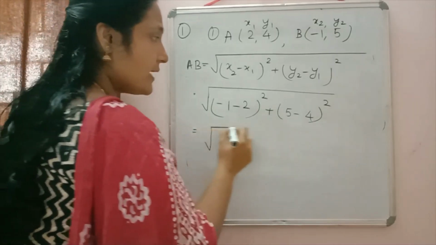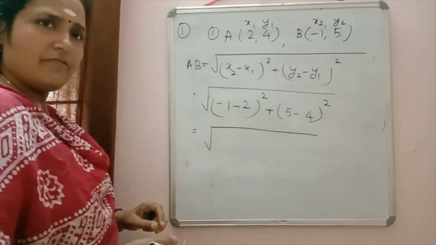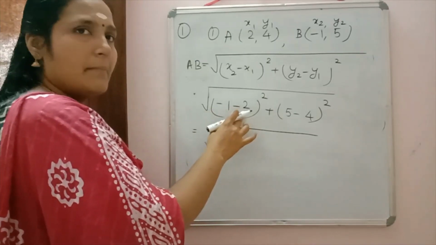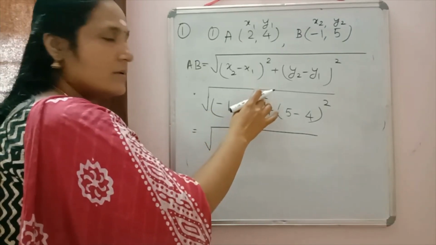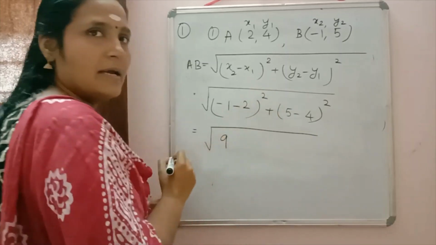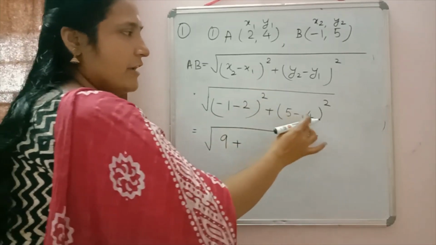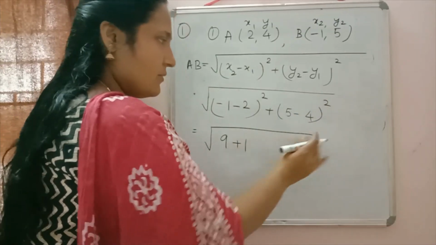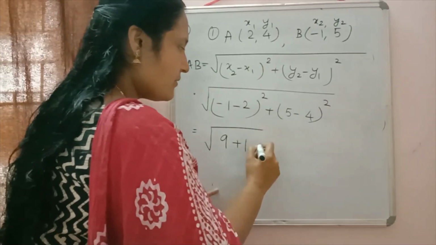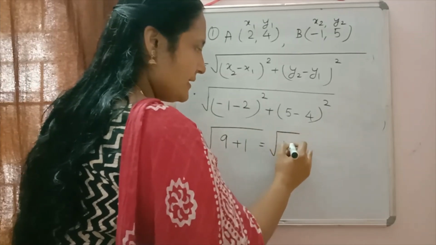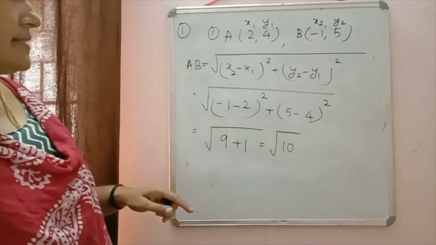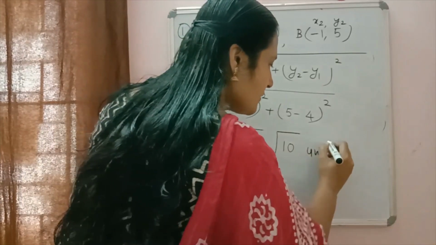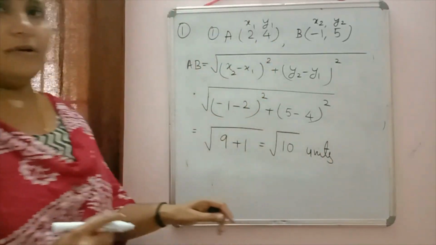Equal to, don't use the identity at present, here we can simplify it. Minus 1 minus 2 will be equal to minus 3, and minus 3 the whole square will be equal to 9, plus 5 minus 4 is 1, and 1 square is 1 only. So we are getting square root of 10. Normally some unit should be there for distance, at present they haven't given the units, so we will write here square root of 10 units.